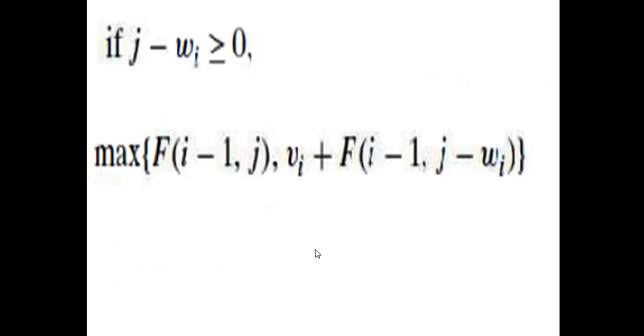And two formulas you have to remember. One is j minus Wi, where j is the column and Wi is the weight. And another formula: maximum of F(i minus 1, j), then Vi plus F(i minus 1, j minus Wi). Using these formulas we have to calculate the knapsack problem.